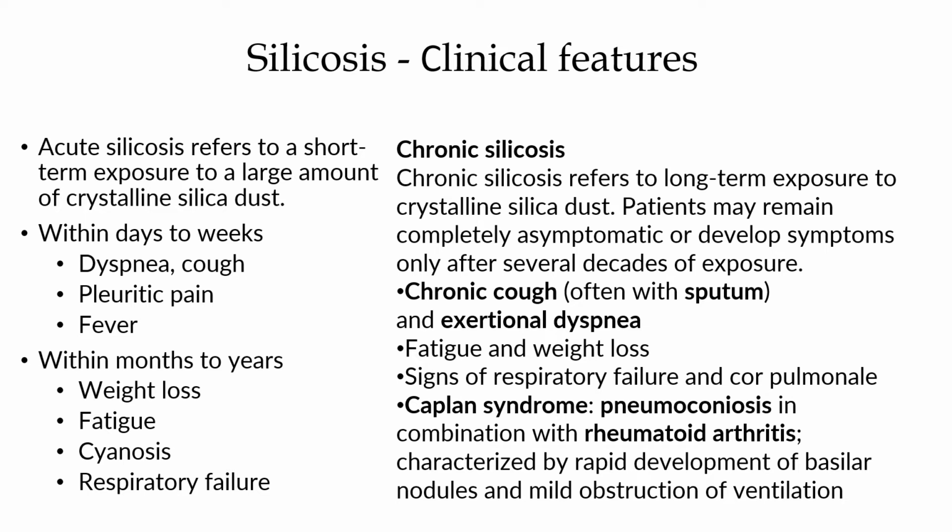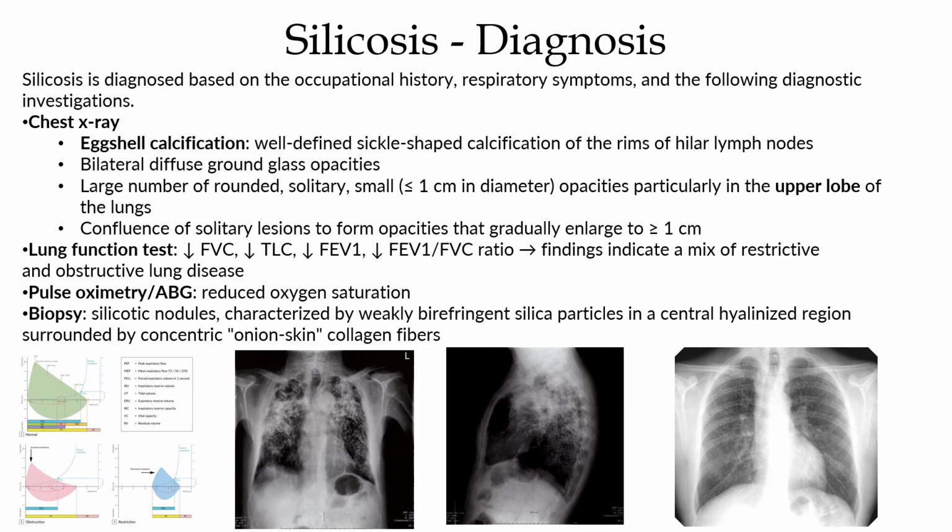Chronic silicosis refers to long-term exposure to crystalline silica dust. Patients may remain completely asymptomatic or develop symptoms only after several decades of exposure, such as chronic cough, often with sputum, and exertional dyspnea. Fatigue and weight loss, signs of respiratory failure, and cor pulmonale. Caplan syndrome: pneumoconiosis in combination with rheumatoid arthritis, characterized by rapid development of basilar nodules and mild obstruction of ventilation.